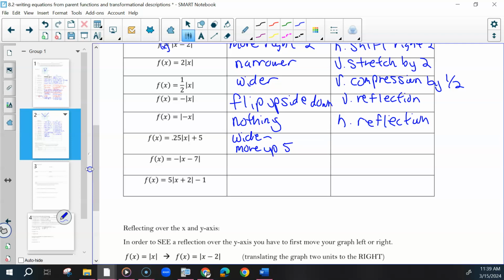So what would those two rules be? Vertical compression by 0.25, and the other one? Vertical shift up 5. Yes. Right. What about the next one? Flip. It did flip. And it moved right 7.